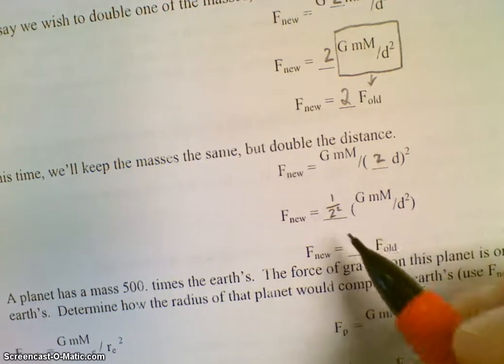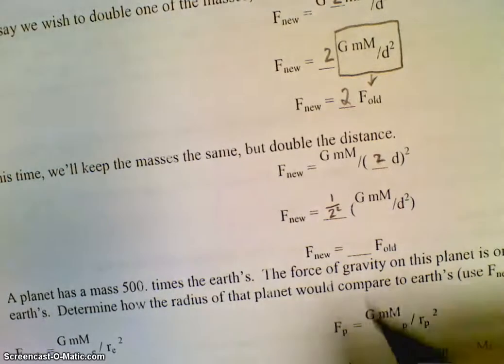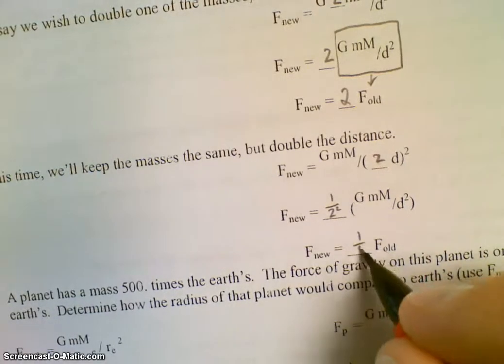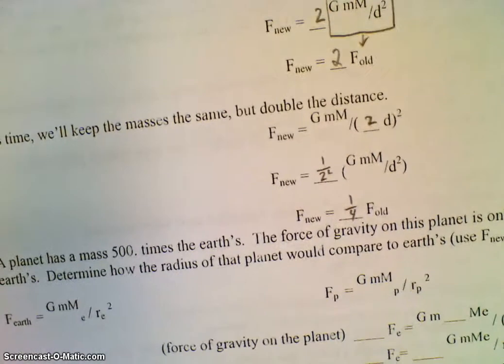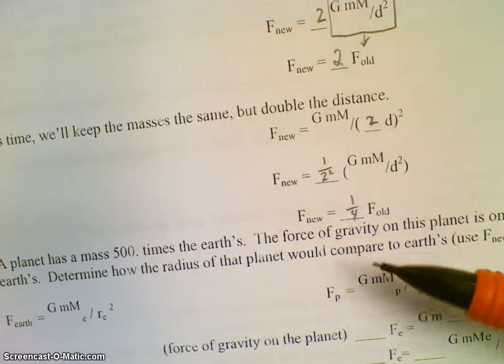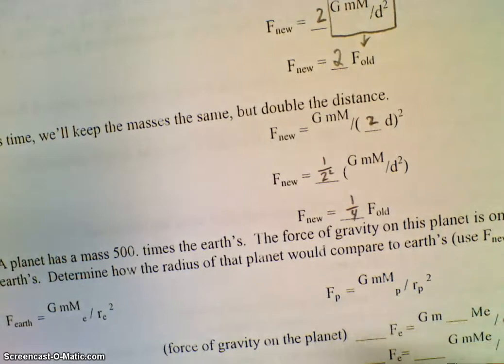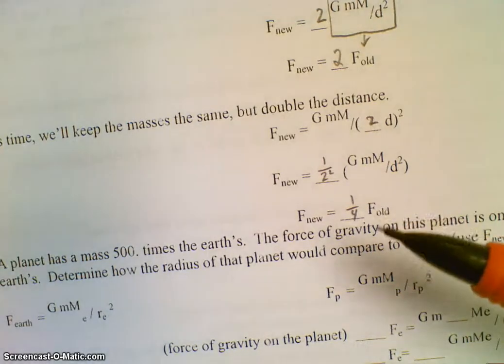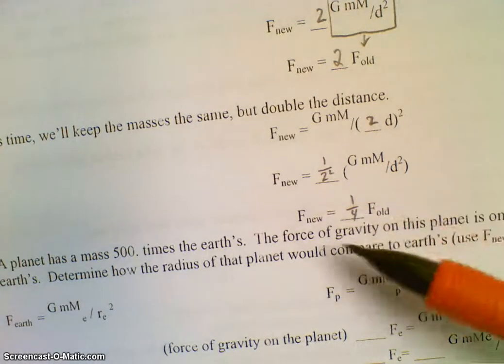Okay? So it's either 1 over 2 squared, I'm okay with you showing that, and then you could just say it's 1/4 the old. So if we double the distance that two objects are away from each other, the force between them is now decreased by 1/4. I'm sorry, it's now 1/4 as great as what it used to be. Does that kind of make sense how that works?